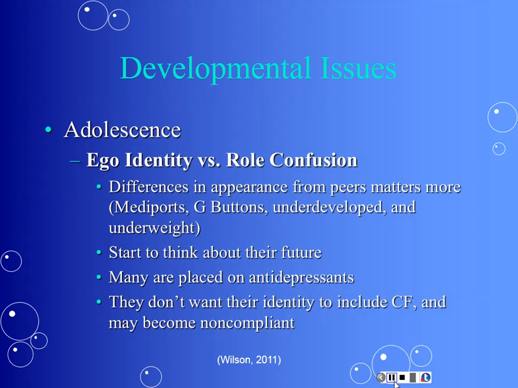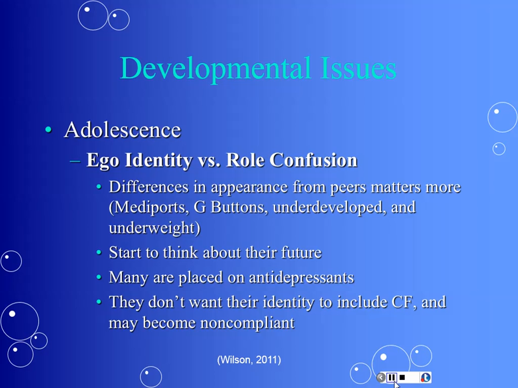So adolescence. So then you've got that whole identity versus role confusion. Because it's not going to happen to them, and they all want to look different, but they all want to look like their friend, all that. So it's very bothersome to them to feel like they look different from their peers. They're already going to be smaller in stature. They may be more underdeveloped or underweight, but it matters a lot more than it did as a school-aged child. If they have ports, if they have G-buttons and things like that, that's going to be concerning to them.